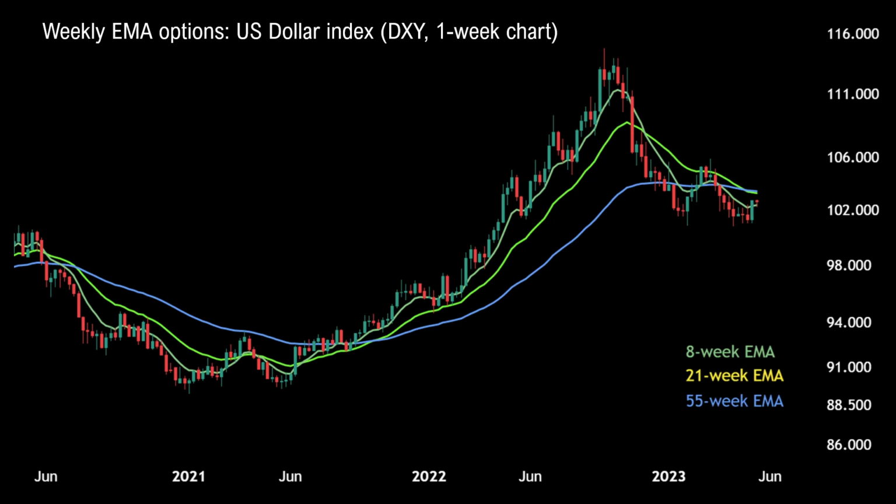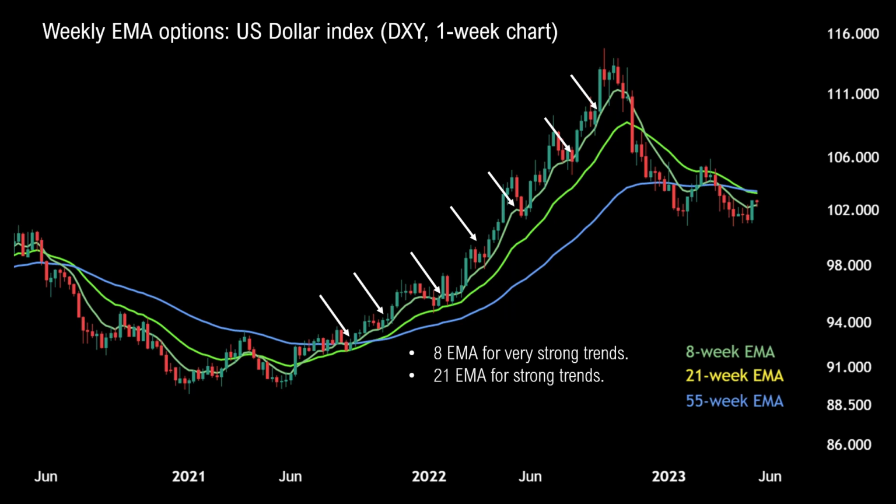So here's the US dollar index on the 1-week chart. Again, notice how the 8-week EMA held as price support when the trend was at its strongest. You would have had many trades buying the index on the way up when it retested the 8-week EMA as support. Then there's the 21-week EMA. This would have given you fewer trades but kept you invested for most of the rally and only got you out when things really took a turn for the worse. But the 55-week EMA in this example wouldn't have worked out so well and would have only gotten you out here.